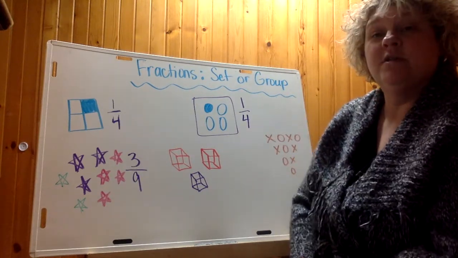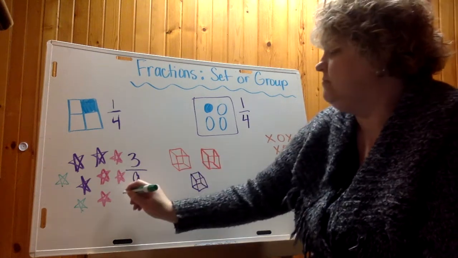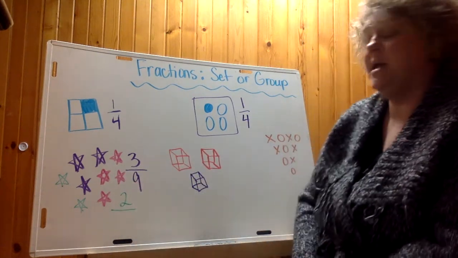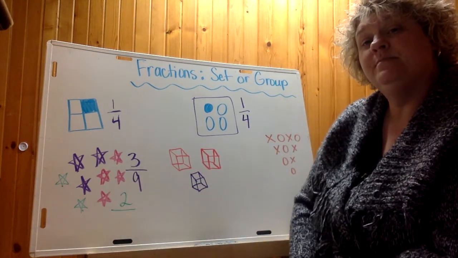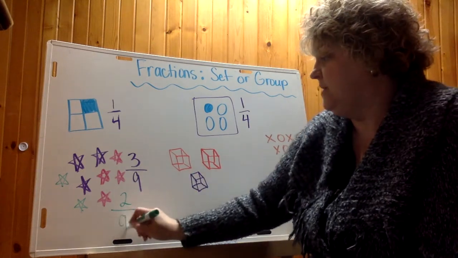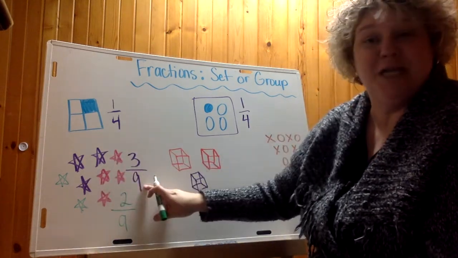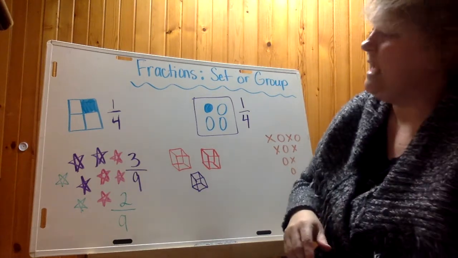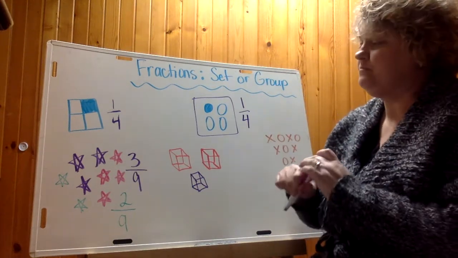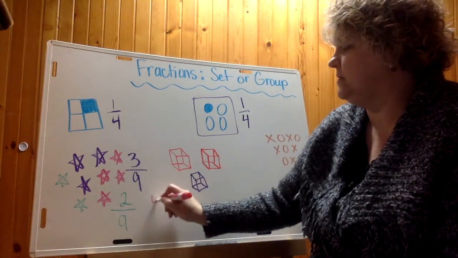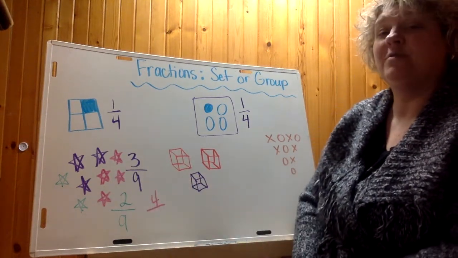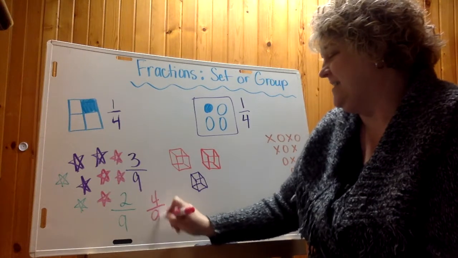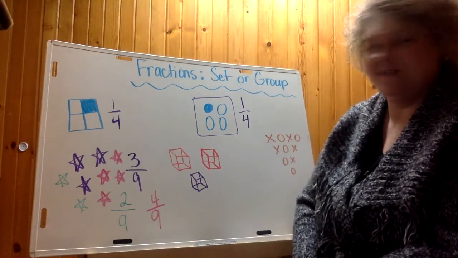What if I said, what's the green fraction? How many green stars are there? 2. You're right. 2. And how many total stars? 9. Right. Because the total number doesn't change, does it? All right. So let's do the pink. How many pink stars are there? Right. 4. And how many total number stars? 9. So 4/9. Very good.